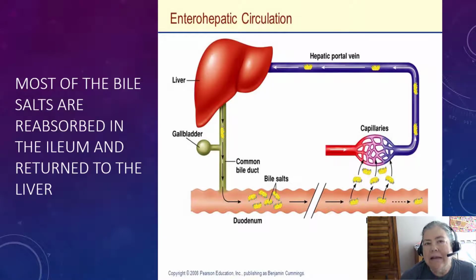Now, the bile salts that were part of those micelles, much of those bile salts get reabsorbed in the ileum, in the last part of the small intestine, and then return to the liver via the enterohepatic circulation.